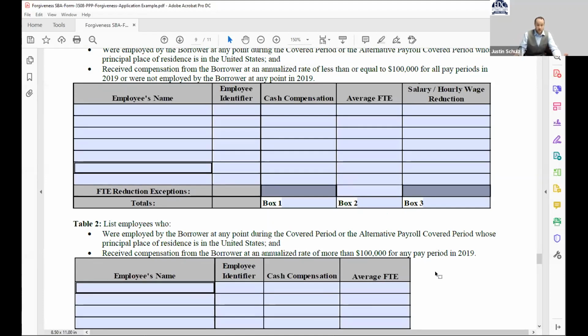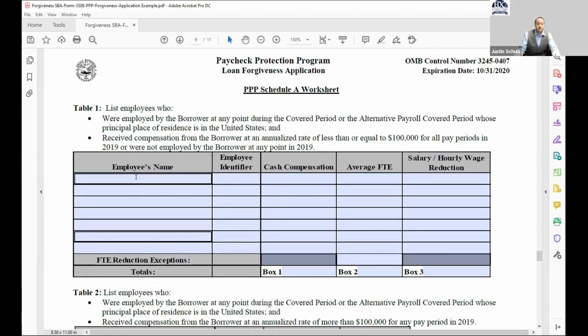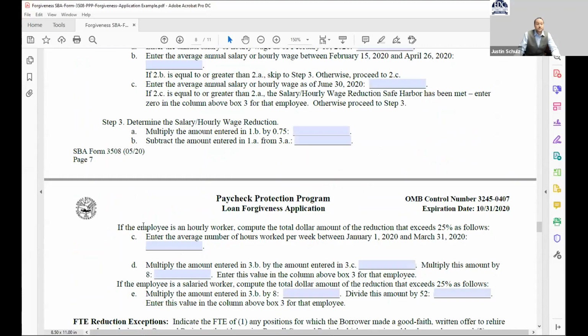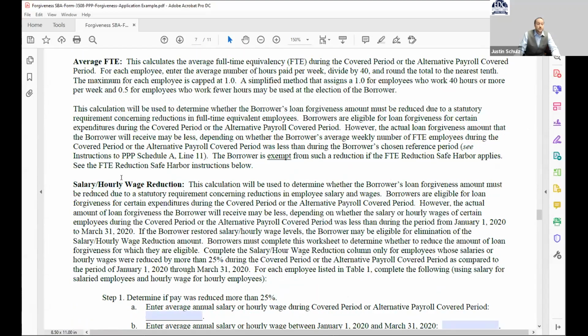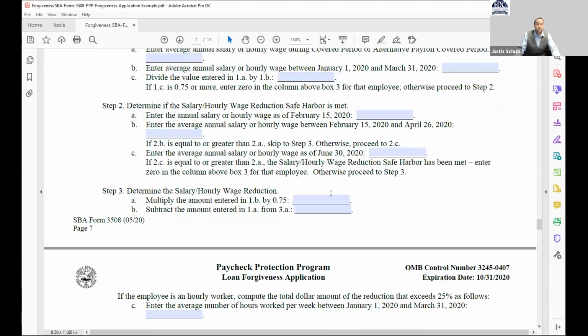Let's just start filling this out. The first section is employee's name and employee identifier. All of the instructions for this table are in the previous pages, 2 pages before. Really all it is is the name of the employee and the last 4 digits of that employee's social security number.